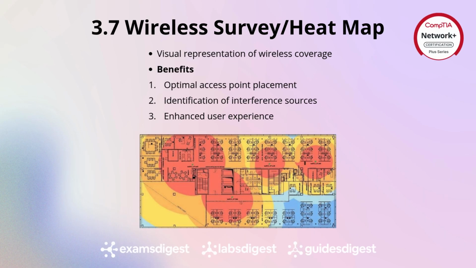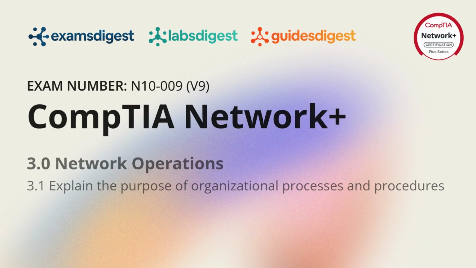Lastly, let's discuss wireless surveys and heat maps. These are visual representations of wireless signal strength and coverage within a physical space. A wireless survey involves measuring and recording signal strengths at various locations. The data collected is then used to create a heat map, which displays areas of strong and weak signal coverage using color gradients.